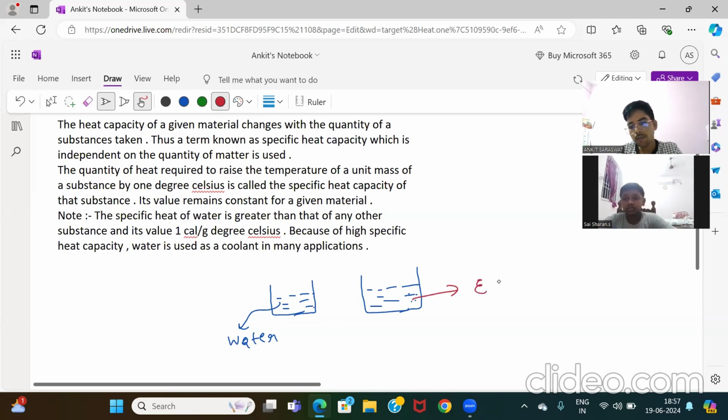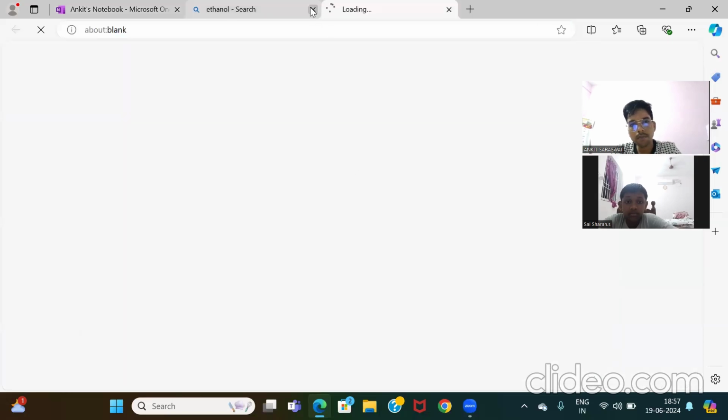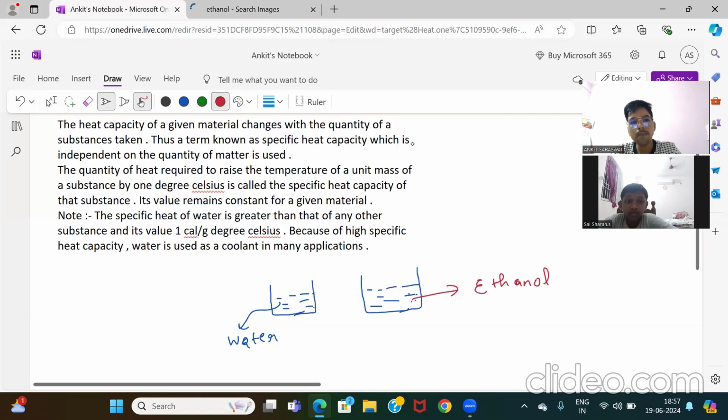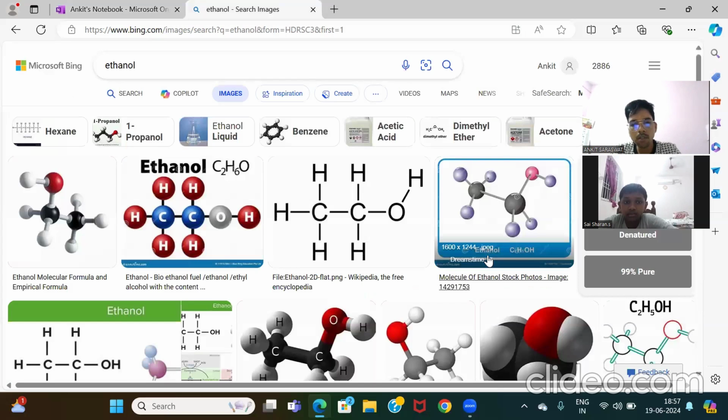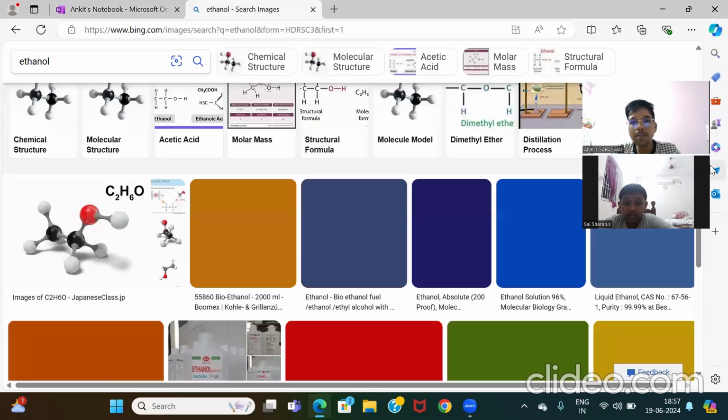ethanol. You know what is ethanol? Like from the sugarcane, we are getting ethanol. Clear? If you don't know, just let me show you what is ethanol. Ethanol is a chemical substance. You see it here. Wait, let it search. Meanwhile, I will explain. So what is the meaning of heat capacity? If you take water, if you take ethanol, if you take ether, every material, you can see this is ethanol, liquid ethanol.